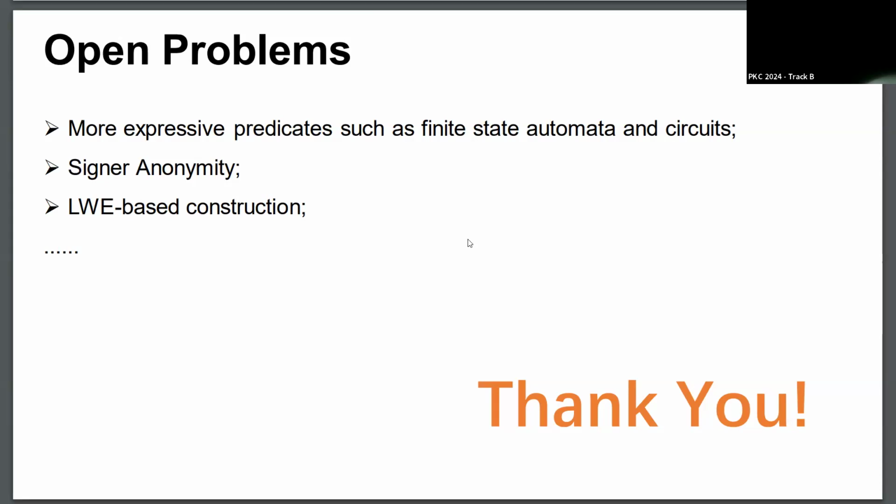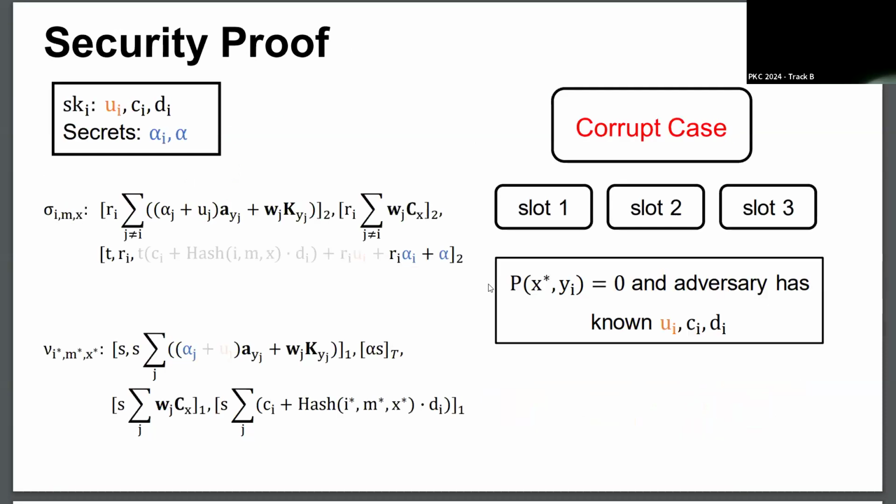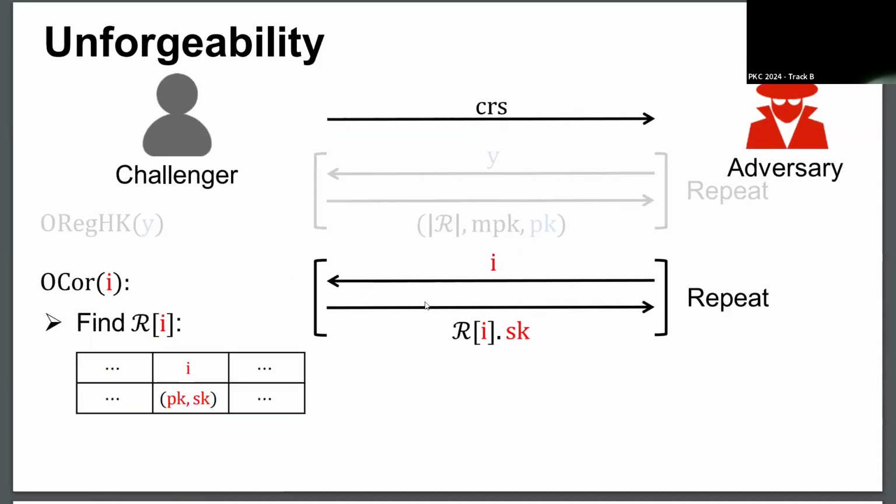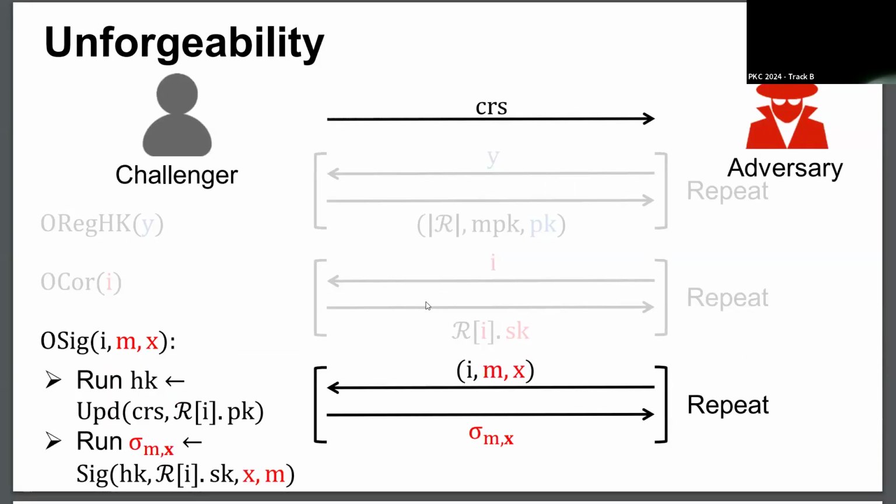Allowing the signer to create their own public-private key pair is great. But I'm wondering, should we sacrifice anything to achieve this great feature? Is there any particular limitation in registered ABS compared with conventional ABS? The question is about the definition of registered ABS. Is there any particular limitation?